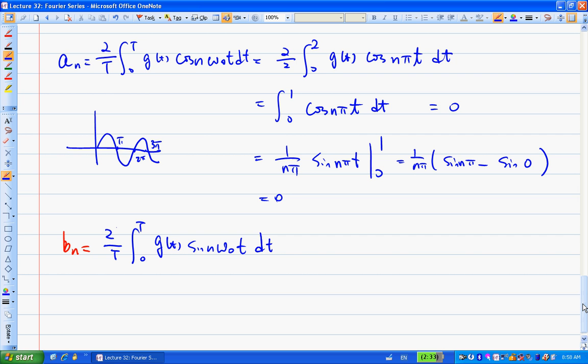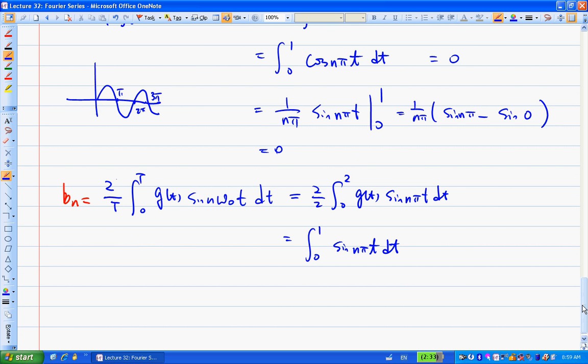All right, so let's calculate the Bn here. Bn, plugging in these numbers, is 2 over 2, which is 1, times the integral from 0 to 2 of g of t, same thing, sine n pi t dt. And we're integrating just over 0 to 1, sine n pi t dt. That's Bn. The value of this is 1 over n pi times negative cosine n pi t, from 0 to 1.